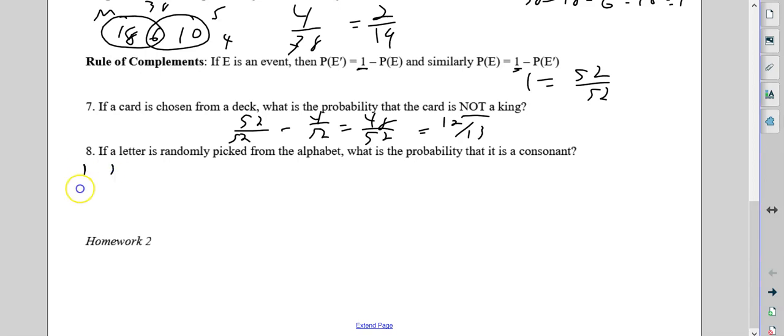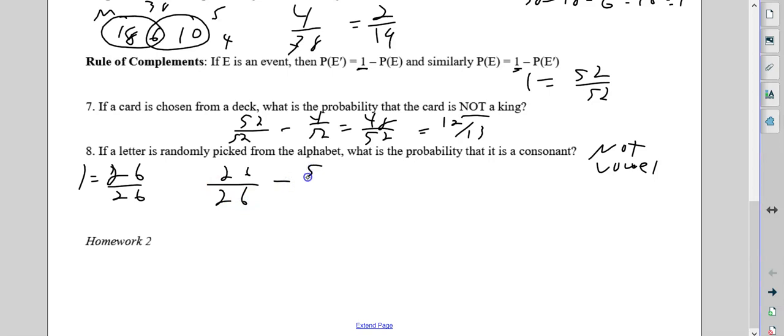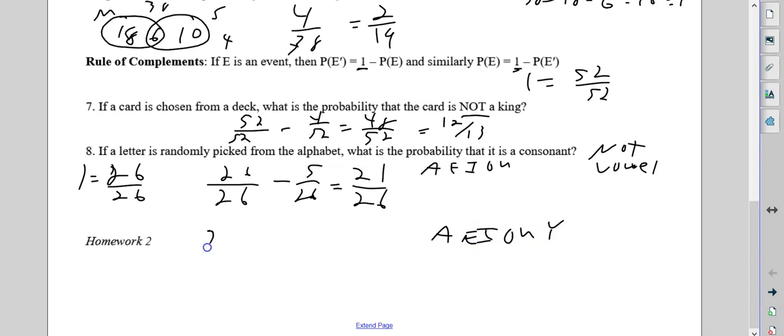What about letters? Well, 1 whole is going to be 26 over 26 because there's 26 letters. What's the probability that it's a consonant? That means it's not a vowel. So 26 out of 26 minus 5 out of 26, A-E-I-O-U, equals 21 out of 26. So this one's kind of common sense. You're just figuring out what is not in that event. Now, what if we did A, E, I, O, U, and sometimes Y? Then that would be 26 minus 6 over 26, which would be 20 over 26, which would be 10 out of 13. And that's it.